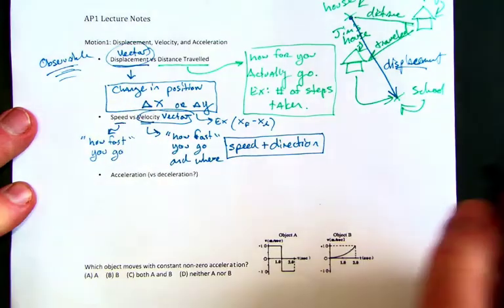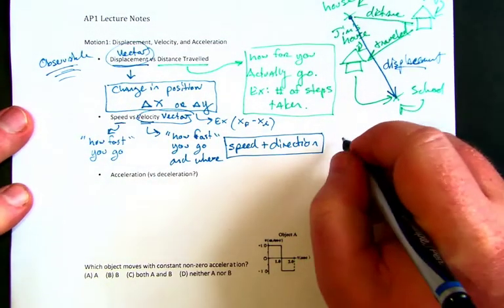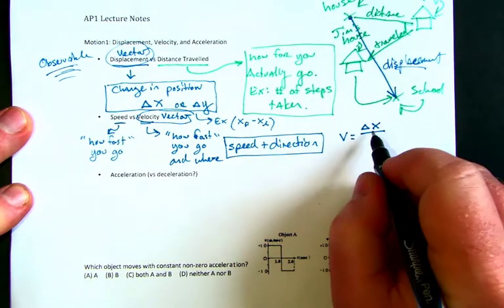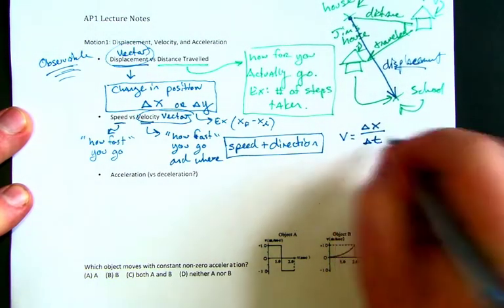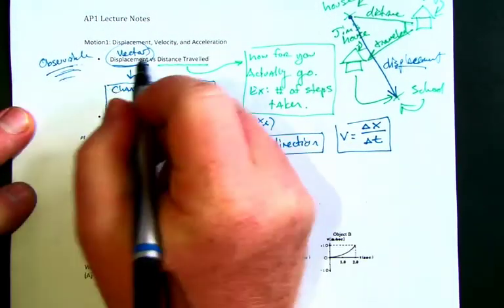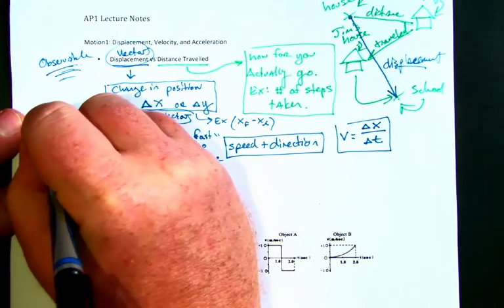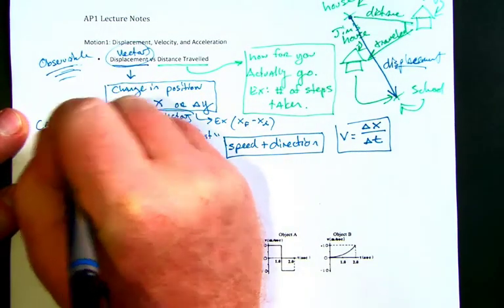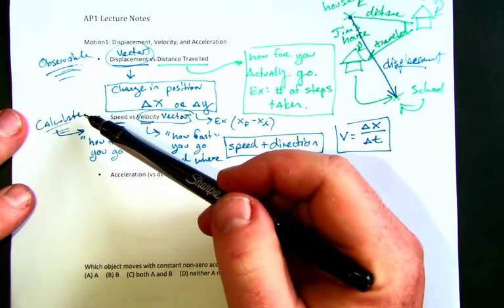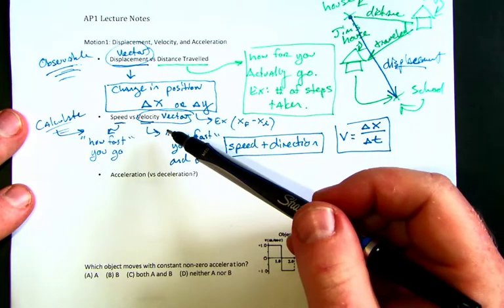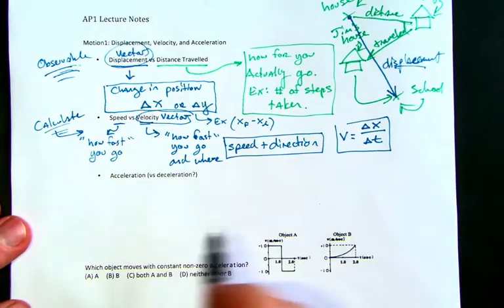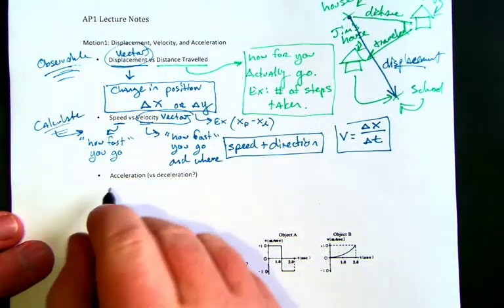To find your velocity, you can calculate it: it's your displacement divided by how long it took you to do that displacement. So once you observe and measure your displacement, you can calculate your velocity. They're related to each other. And once you know how fast something's going, and in which direction, that's a way to describe its motion. After you do that, you can then calculate acceleration.